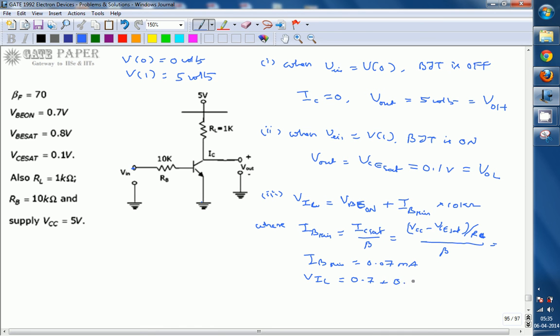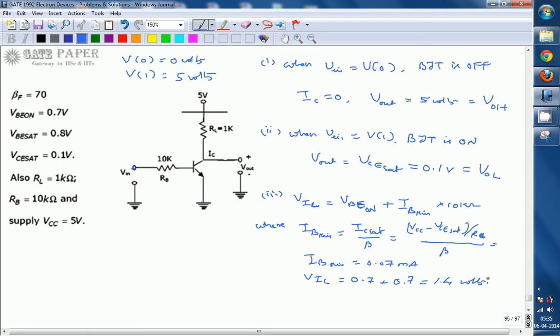You will get it as, okay, it will be equal to 0.7 plus 0.7, which will be equal to 1.4 volts. So VIL is 1.4 volts.